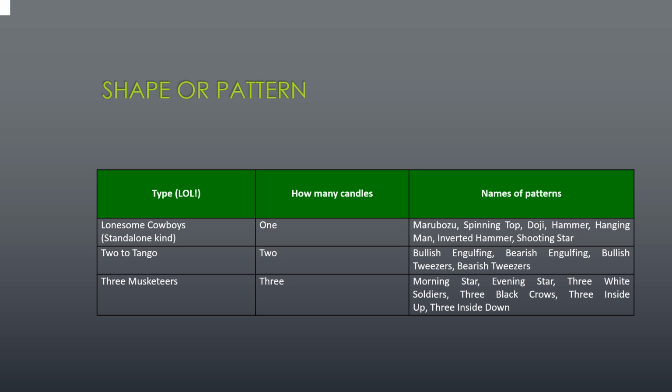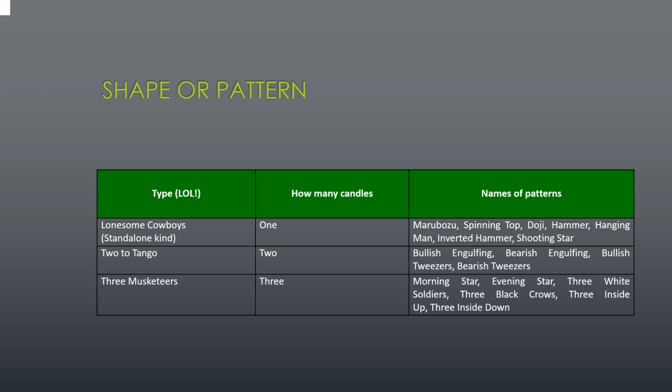Now we talk about the combinations I mentioned earlier, bullish engulfing and bearish engulfing, bullish tweezers and bearish tweezers. Bullish engulfing and bearish engulfing are the most popular, most well-known, and most reliable. They tell you when the current trend is about to reverse. And then we go on to multiple candles, morning stars, evening stars, 3 white soldiers. Remember I told you white and green, but we didn't change the name. 3 black crows are still 3 black crows. 3 inside up and 3 inside down.